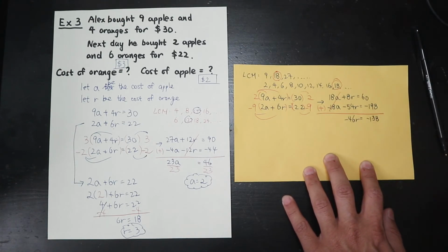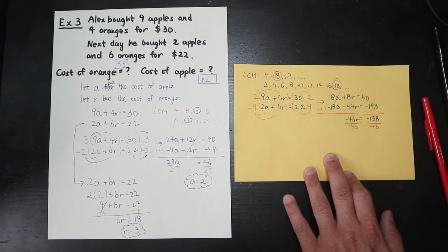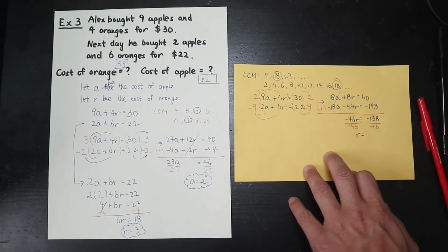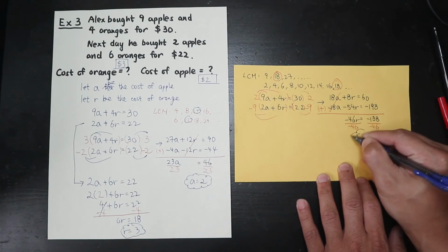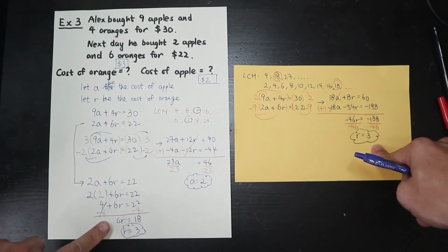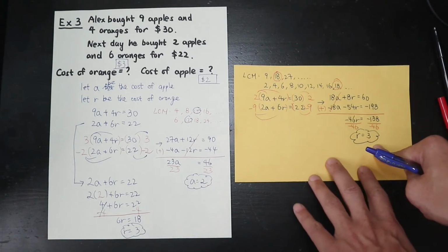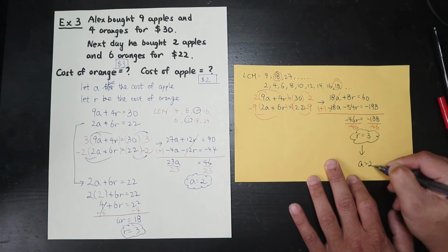Then divide both sides by negative 46, which is kind of large to do mentally. But if you put it in your calculator, negative 138 divided by negative 46, I get positive 3. Hey, isn't that the same answer as before? They both match, r equals 3. And then from there, you plug it back into one of the equations, and at the end you should get a equals 2 as well.